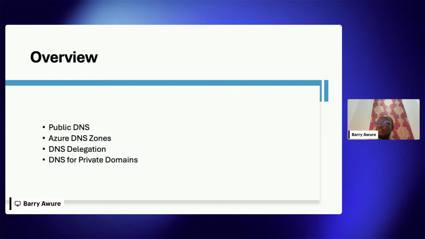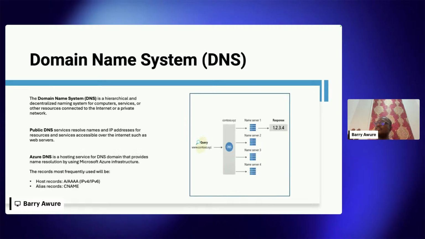Another interesting concept in Azure networking is what we call domain name resolution, right? That is name resolution. So in Azure, we'll be looking at the public DNS, the Azure DNS zone, delegation, and then private DNS. So basically, what is DNS? DNS is basically a way in which systems are named, right? A way in which systems are named.